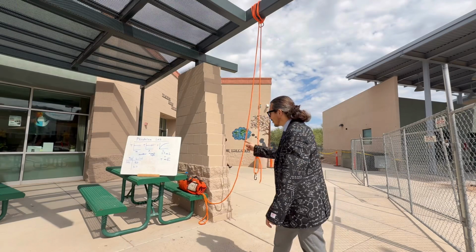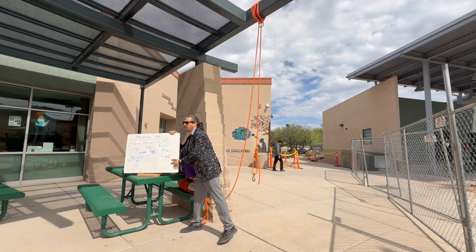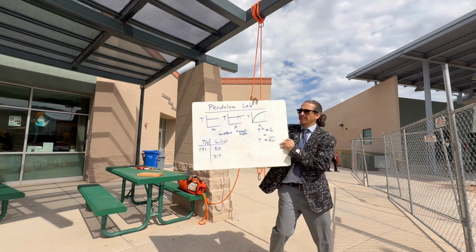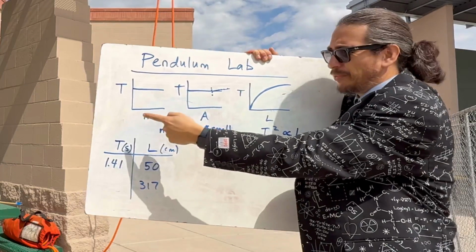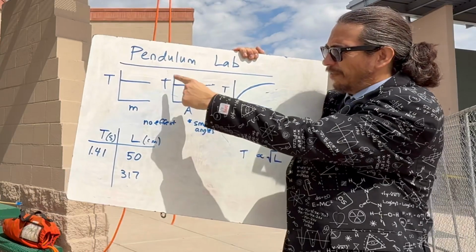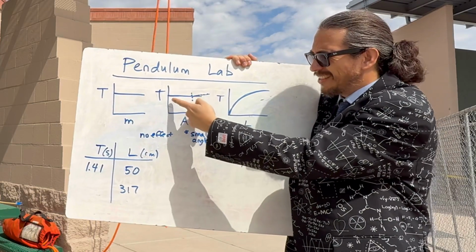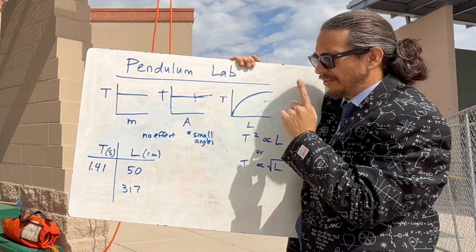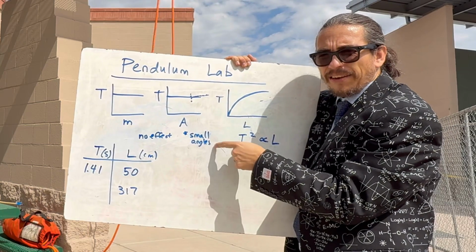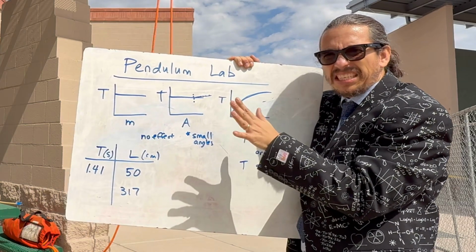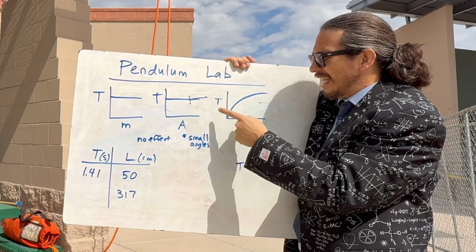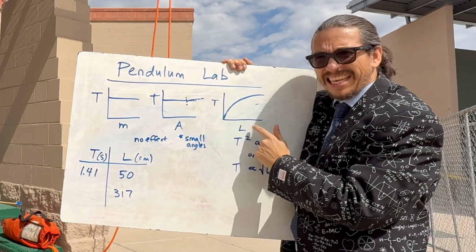Hey there, we're learning about pendulums, and it looks like what we ended up with was that our period versus mass really has no effect. Our period versus angle has no effect until we get too big, so no effect, and then definitely for small angles, we're okay. 15 degrees, probably okay.